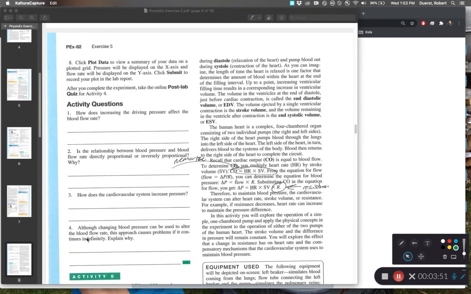So as we want to regulate our rate of blood flow, fluctuating blood pressure a little bit for a short period of time is a good mechanism, but it's not a good long-term approach towards regulating our blood pressure.